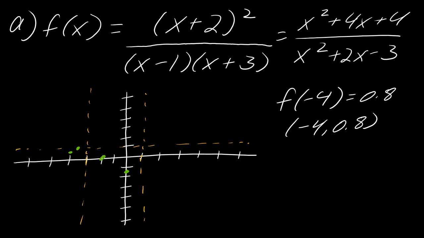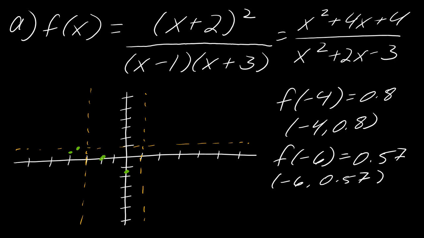Okay, and I'm going to do one more because I'm super nervous about this. So I'm going to plug in -6, and that's going to give me 0.57. So that's the point -6 and 0.57. So -6 and 0.57 is around here. Okay, so I've got now points on this side. I've got points within these asymptotes.